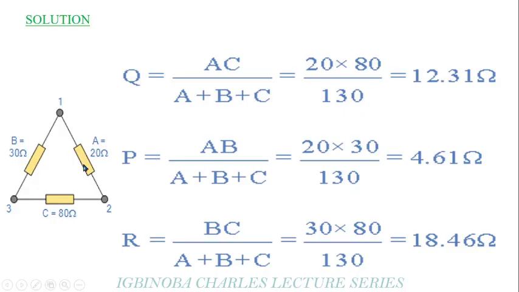Then to get your P, it is AB. So your P is at this point. So A times B all over A plus B plus C, you get this. And your R is at this point. So you have B times C all over A plus B plus C. I am going to get this as your result.